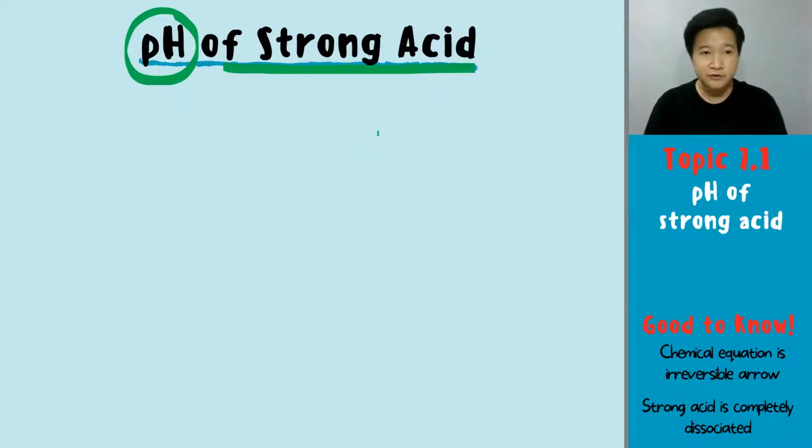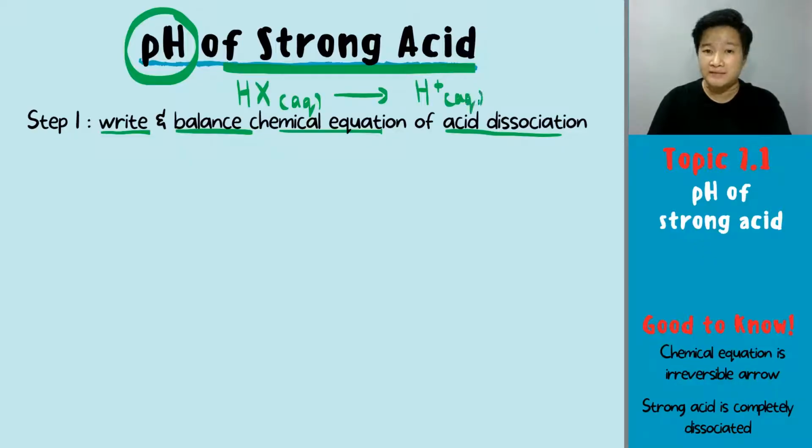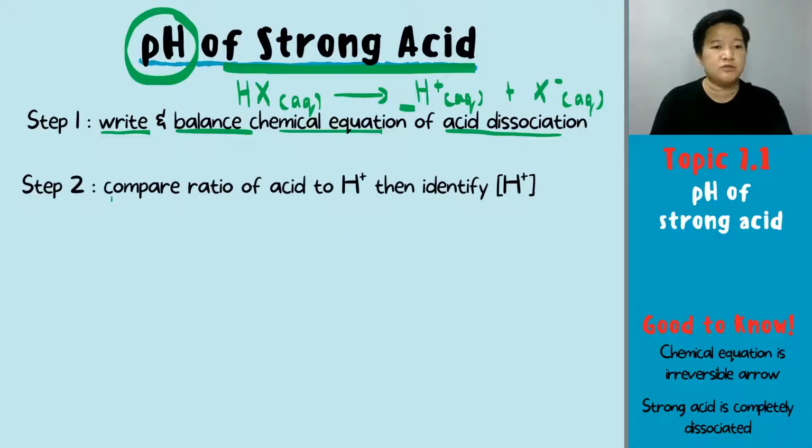There are a few steps. Step 1 is you are going to write a balanced chemical equation for the acid dissociation. So if you're having an acid, HX, let's say, when you write the equation, make sure your equation is balanced. You are not only breaking it down, you must also balance your equation. The second step is you must compare the ratio of the acid and also the H+.